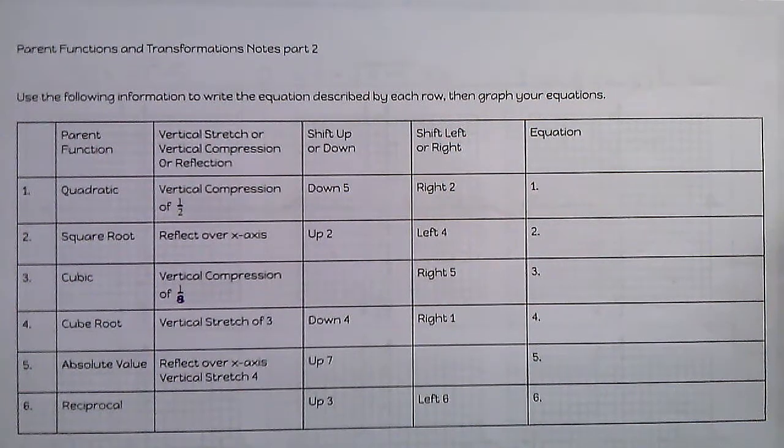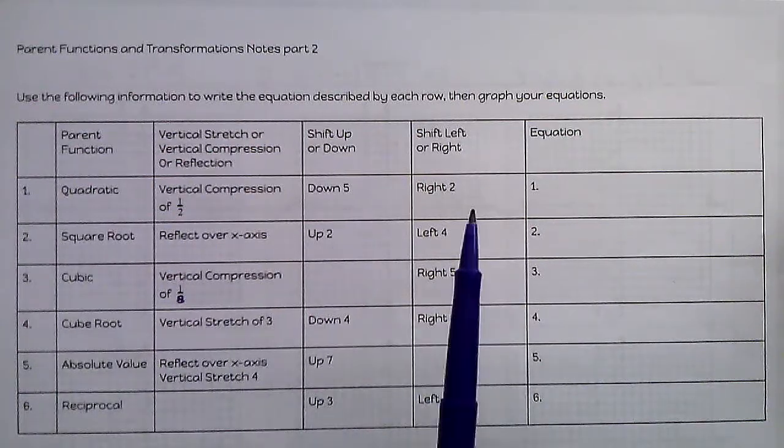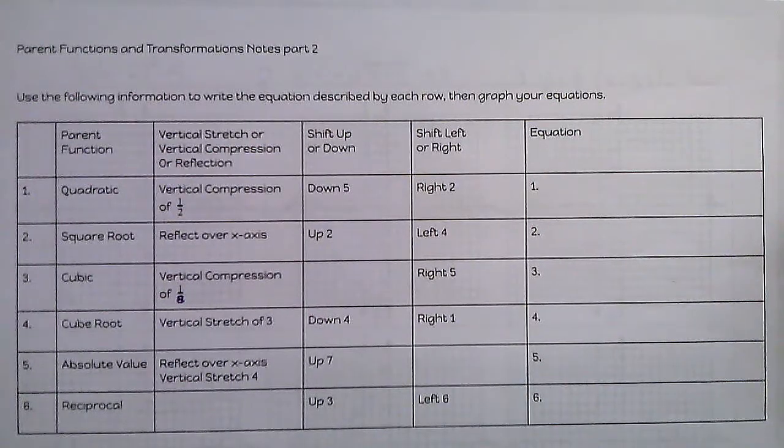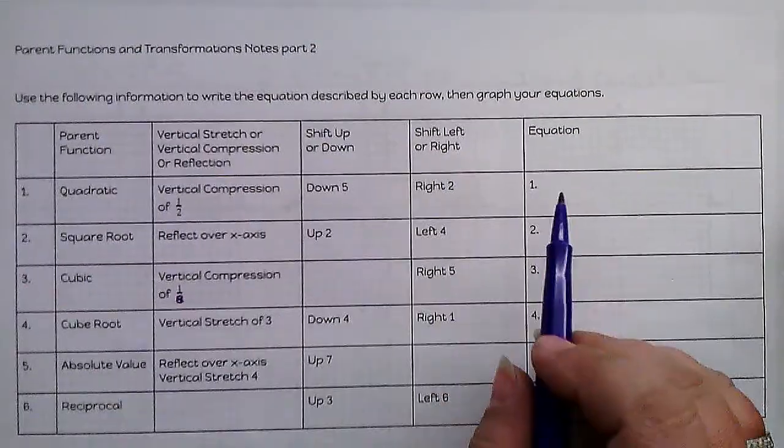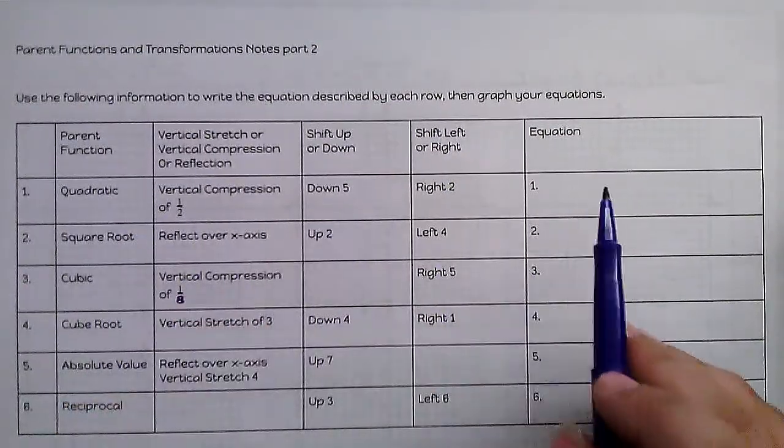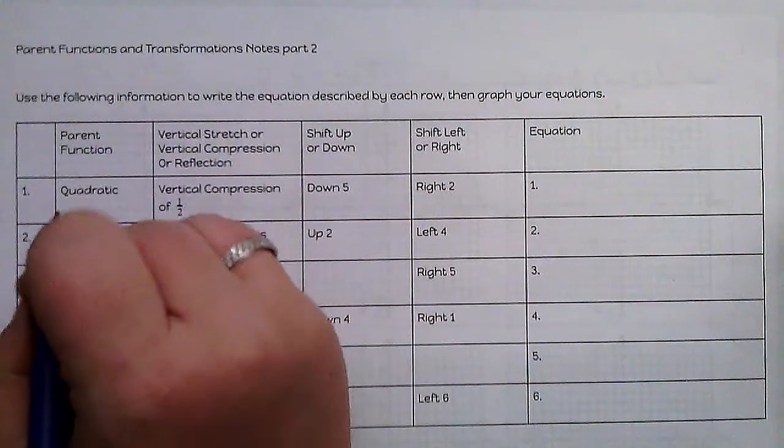In the last video, we were given the translations all in one single sentence, and we wrote our function. This time it's set up in a chart so we can figure out what our translations should be. So we are going to use all of these to write our equation, and then we're going to graph them.